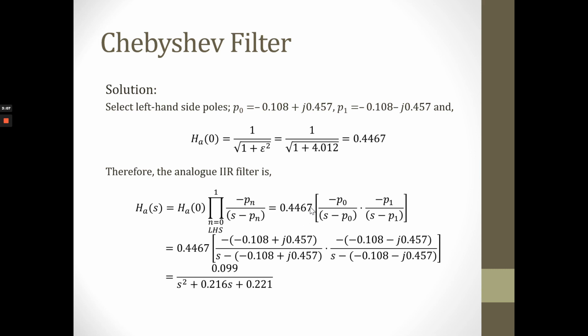And we plug in our value of pole that we select, which is both of these are the left hand side pole with negative values of real part, and we plug into this equation. Okay, so this is the first pole and this is the second pole, and we have this one as the analog filter for Chebyshev.